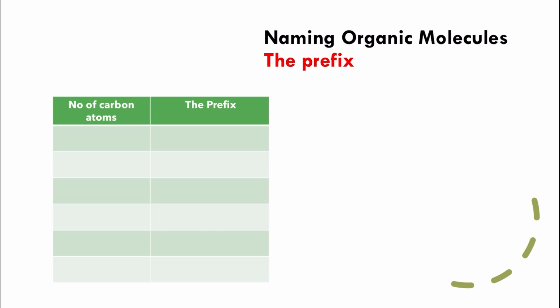To name the different organic molecules, we will use a prefix and a suffix. The prefix will always refer to the number of carbon atoms in the chain or in the molecule. So if there is one, it's called meth. If there are two carbon atoms, we're going to use the prefix eth. If there are three, it's prop. Four, it's but. Five, it's pent. And six, it's hex. So this is always going to be the prefix of any compound.